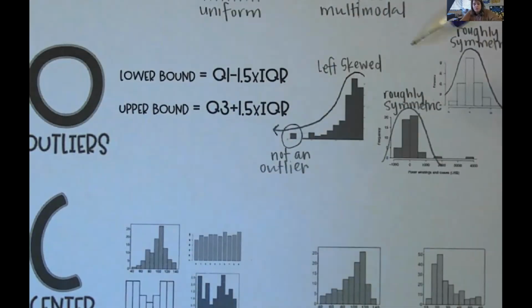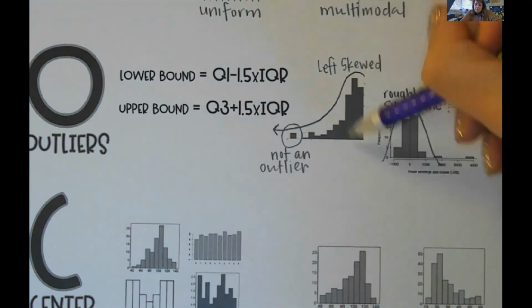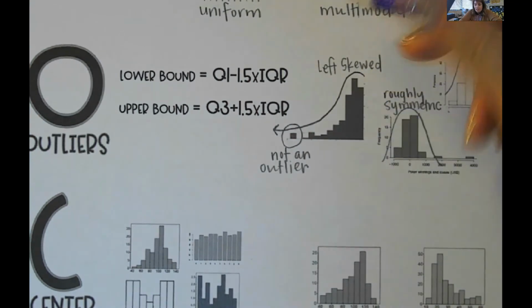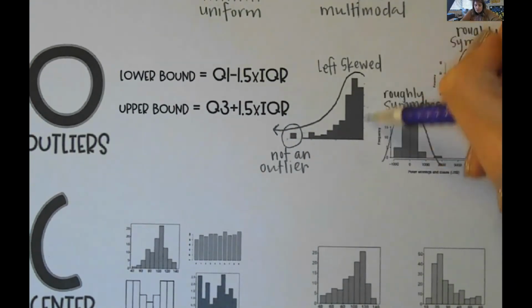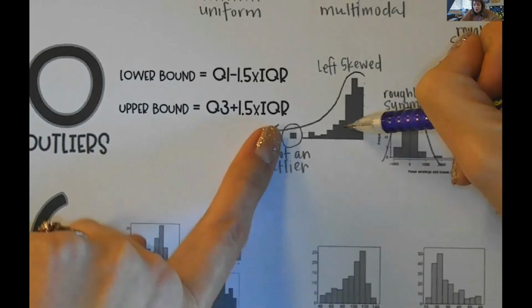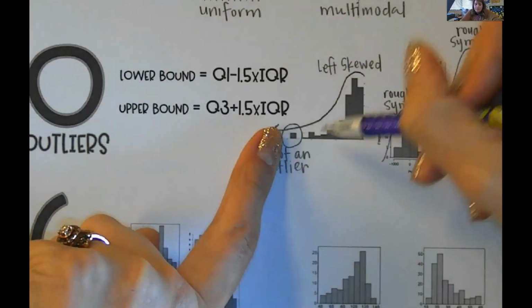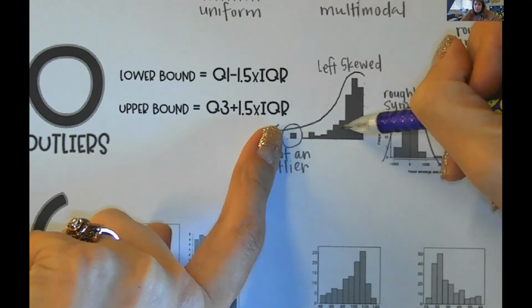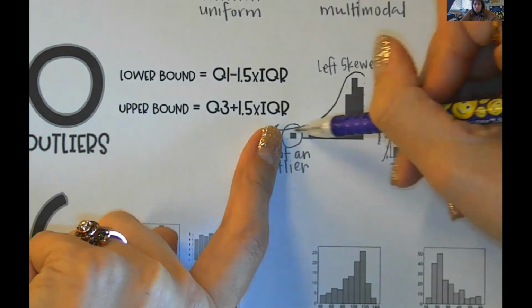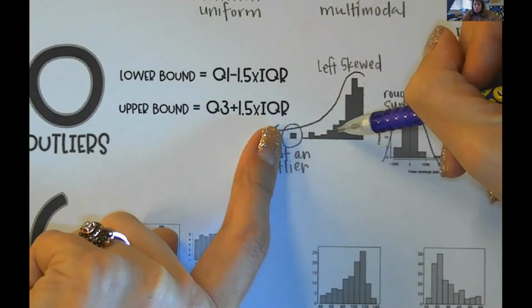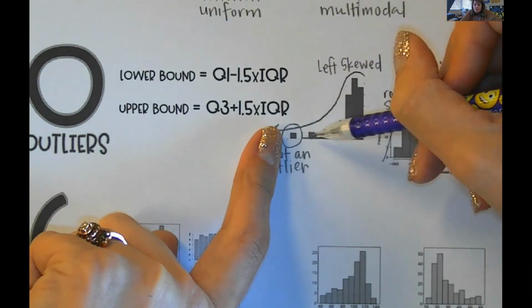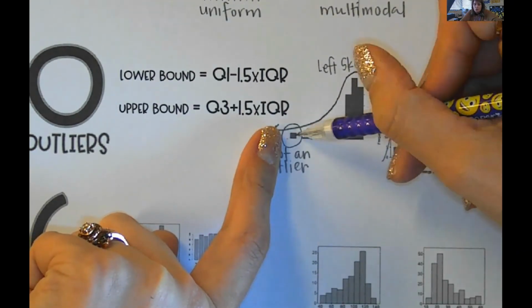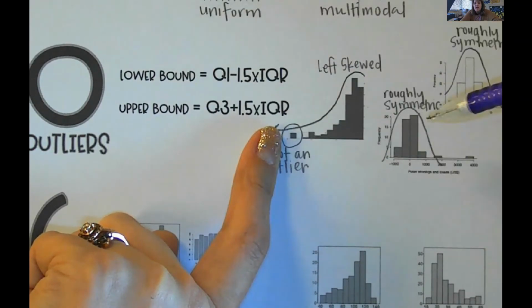So even though it's far away from where most of the data is right here, it is not far away from the other data values in the tail. So when you have a skewed distribution, you typically don't consider any of these values in the skew or in the tail to be outliers.